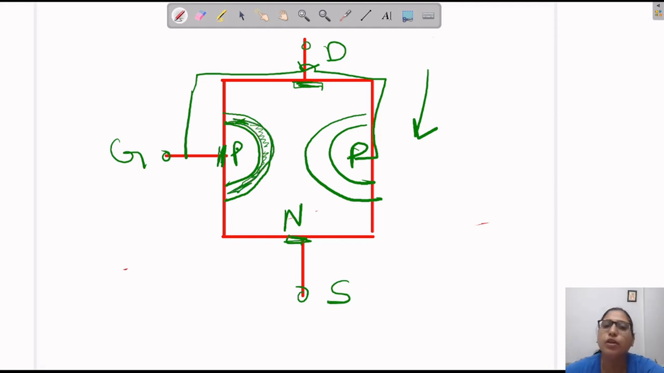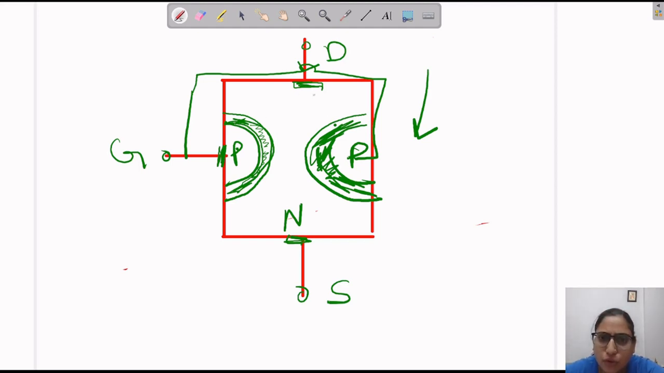From earlier classes, we know that the thickness of the depletion region depends on the biasing voltage. If we increase the reverse bias voltage, then the thickness is higher. If we lower the reverse bias voltage, then the thickness is less. Remembering these fundamental phenomena, we will discuss the working of the JFET.